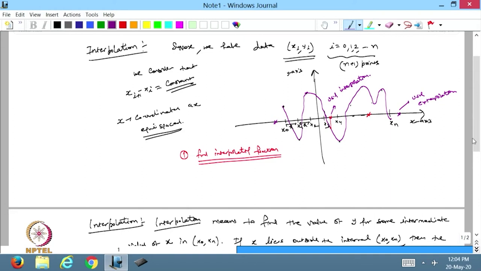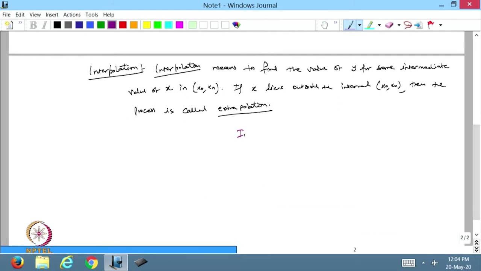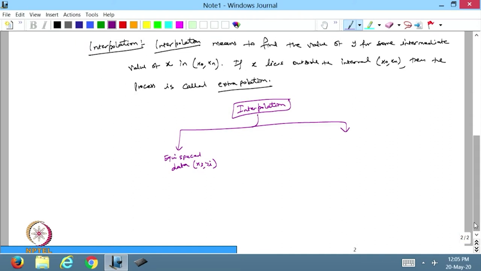So now our topic is interpolation. Interpolation is done for two types of data given to me. This is the equispaced data, that is x i and y i. This is given to me, but it is equispaced. That is, if I take any two x i's, the difference between them will be h and that will be constant. So this is the equispaced data, and the other type is non equispaced, where the data is distributed.